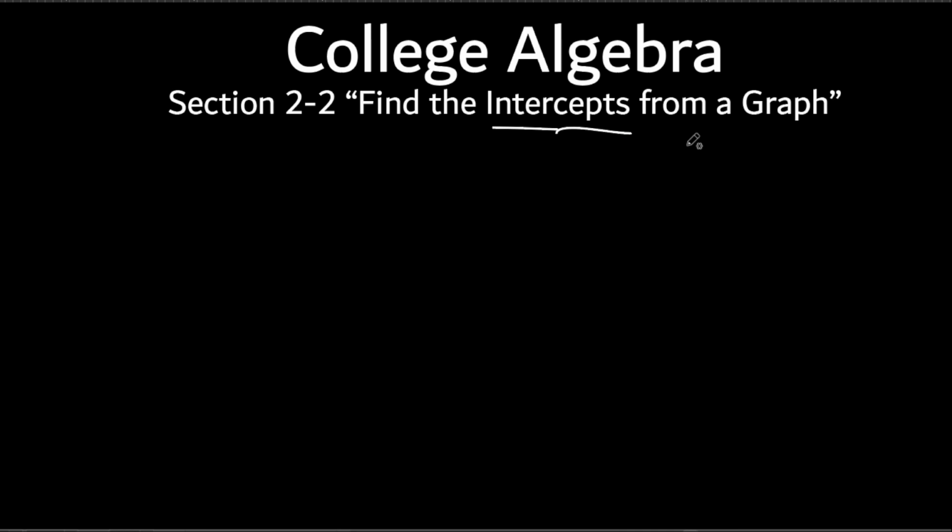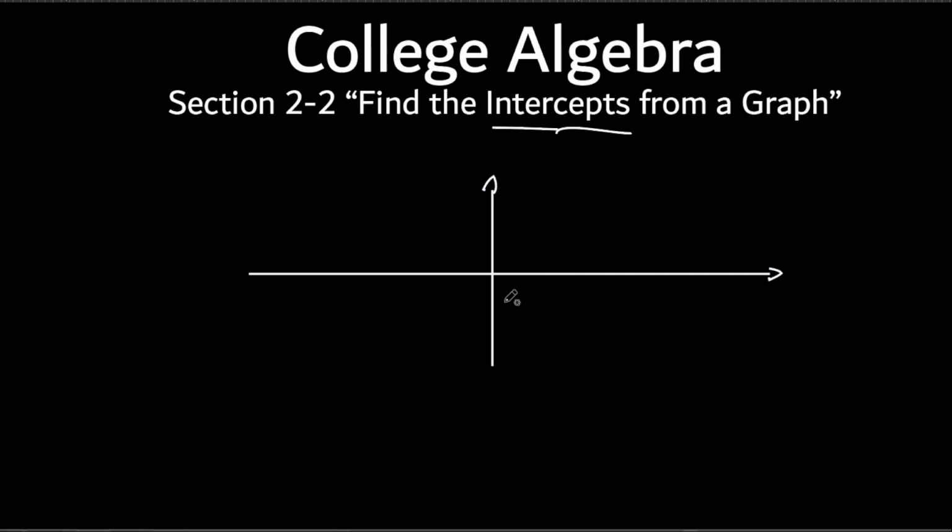So let's talk about basically what an intercept is. Let's draw a little X and Y axis. Hopefully you're taking notes on this. You should always be taking notes. Whatever I write down here, you should be writing down at least that much. I'm going to put arrows on both of these axes. This is the x-axis. This is the y-axis.